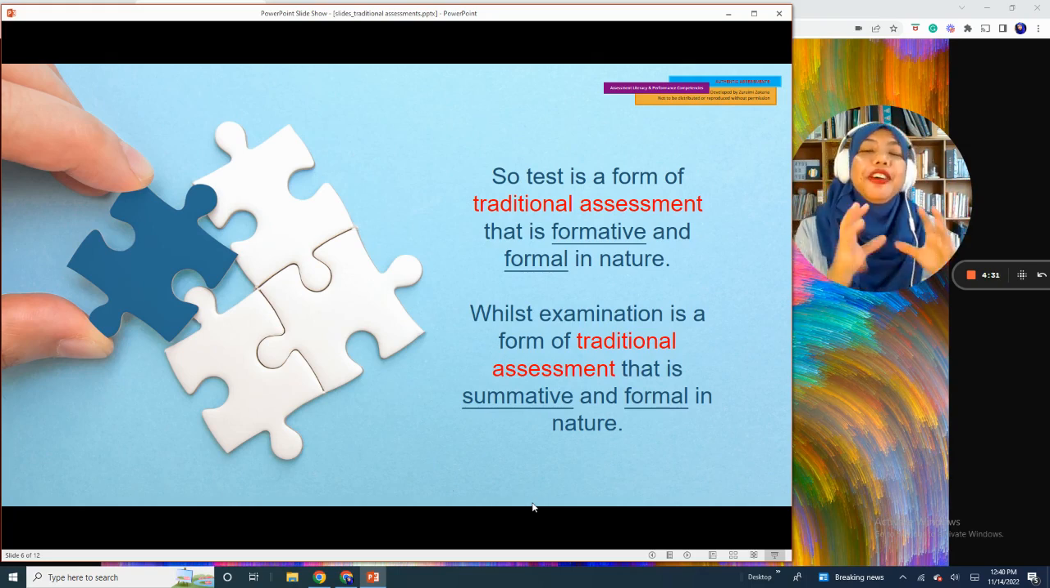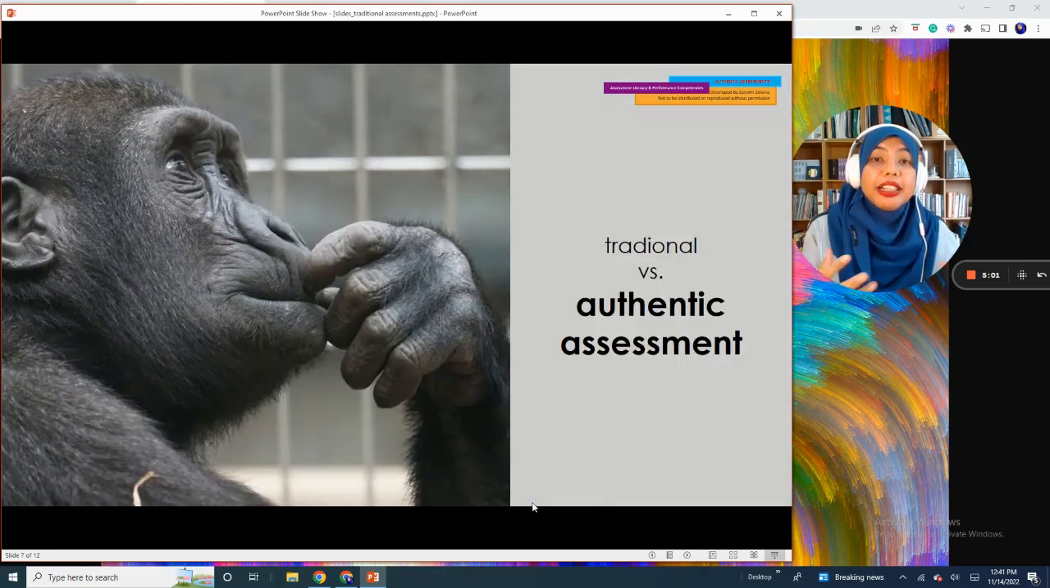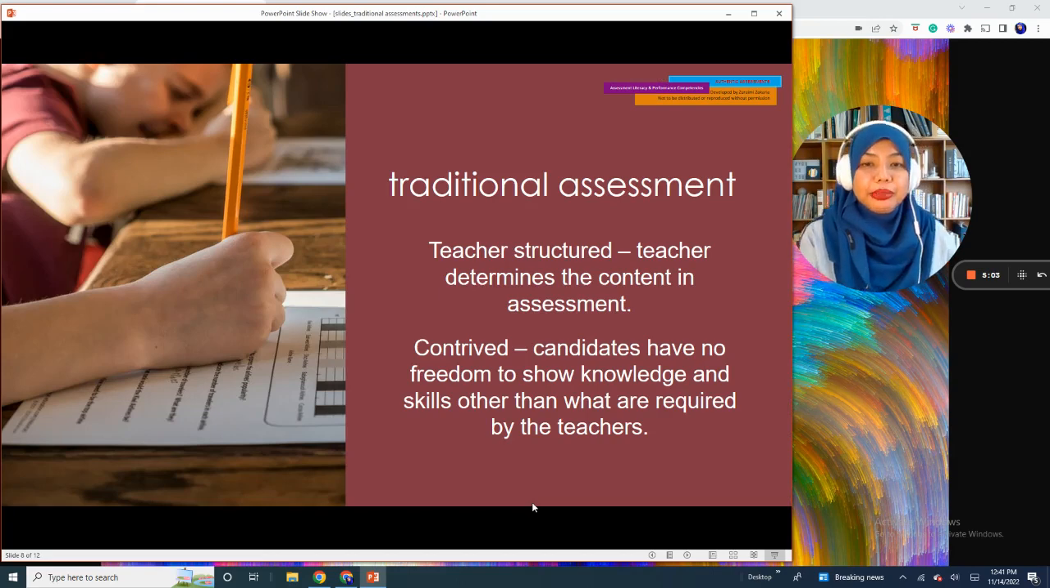Okay. On the other hand, an examination is a form of formal assessment, but summative in nature, because examinations provide teachers with evidence of learning pertaining to overall achievement. So both of these assessments are formal because ada markah. So there's score implications. So when there is a score involved, it's always formal assessment. Okay. But what exactly is traditional assessment?